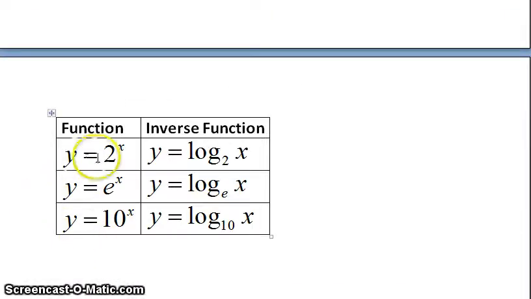Now for the function y equals 2 to the x, we know the inverse function is log x to the base 2. For y equals e to the x, the inverse function is log x to the base e. And for y equals 10 to the x, the inverse function is log x to the base 10. So let's look at the functions and their inverses on the same graph.